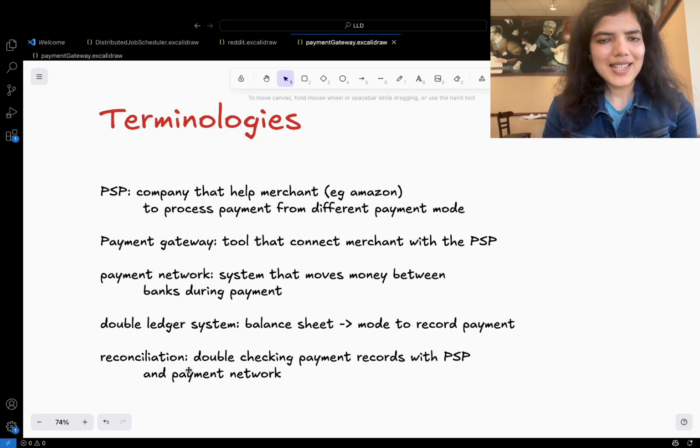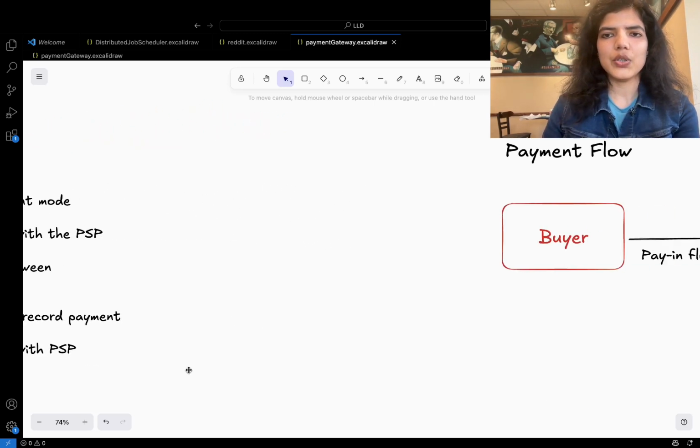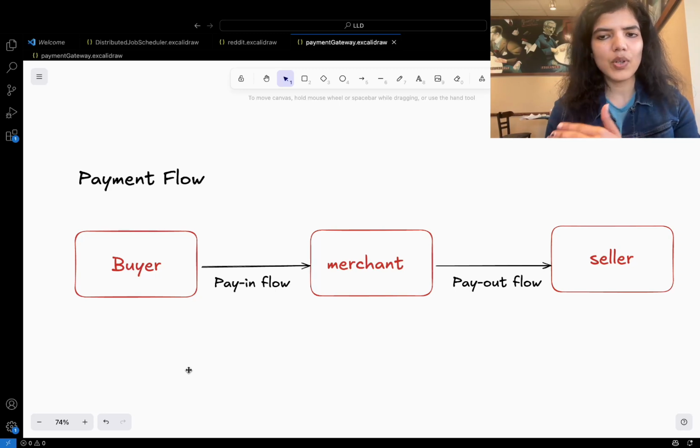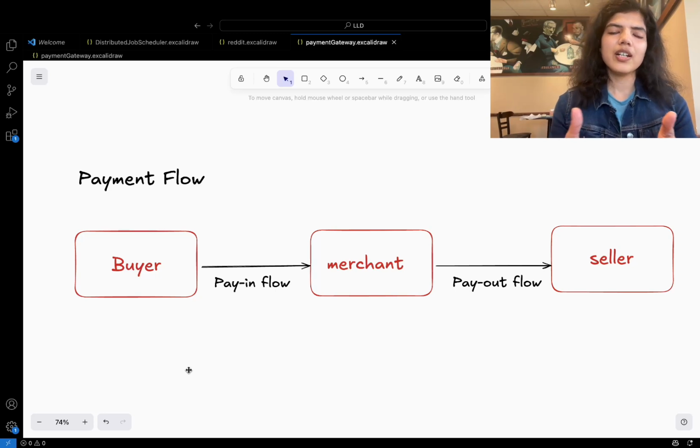Now, once we have this understanding, I would want you to know about the flow that we have in payment gateway. So basically, there are two flows. One is pay-in flow and the second one is pay-out flow. Pay-in flow is basically when the money is getting moved from the buyer's account to the merchant. In our case, the merchant is Amazon. Whenever a customer places an order, the money moves from buyer to merchant account. That's called pay-in flow. And the seller flow, when the money moves from merchant to the seller account, that's called the pay-out flow.